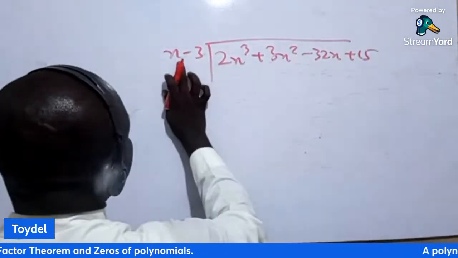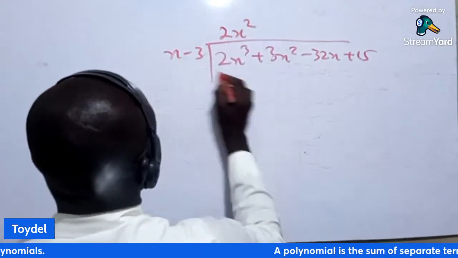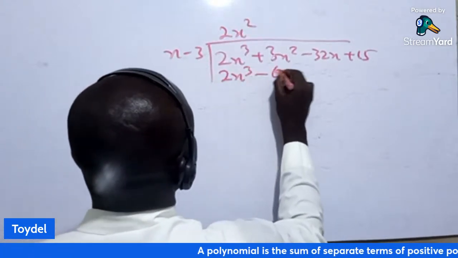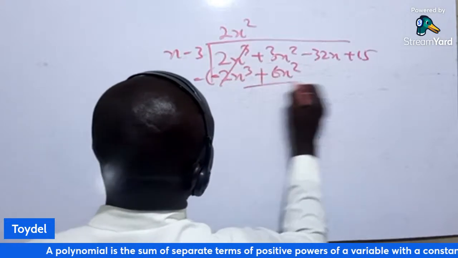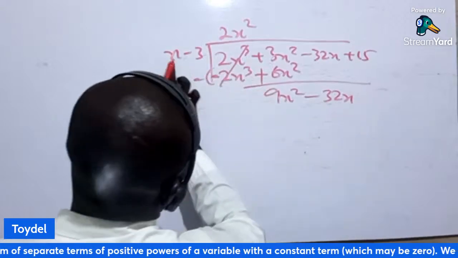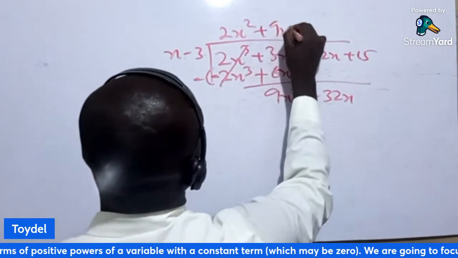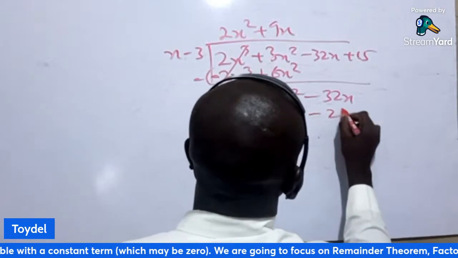So what will I use to multiply x to get 2x cubed? That's 2x squared. This time this is 2x cubed minus 6x squared. If I introduce minus, this will cancel out, this will be plus. Then I'm going to have 9x squared minus 32x. So what will I use to multiply x to get 9x squared? That's plus 9x. Then I'm going to have 9x squared minus 27x.